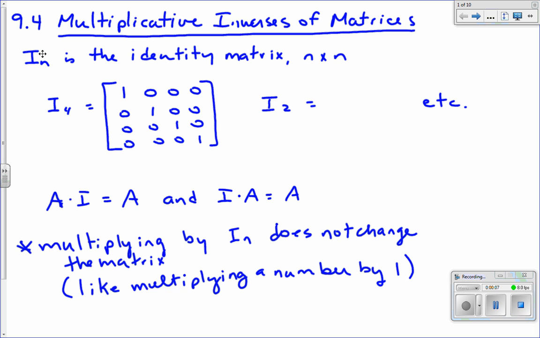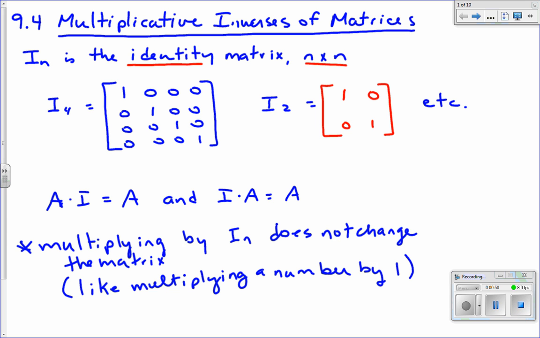Today's lesson is on multiplicative inverses of matrices, and one of the most challenging pieces of the lesson will be being able to say multiplicative inverse. So I_n, recall from our first lesson on matrix definitions, is called the identity matrix. It's a square matrix with dimensions n by n. For example, I4 will be this 4 by 4 matrix. It's got ones all along the main diagonal and zeros everywhere else. And so I2, for example, will be this matrix. Okay, and so we can have I3, I4, I5, etc.